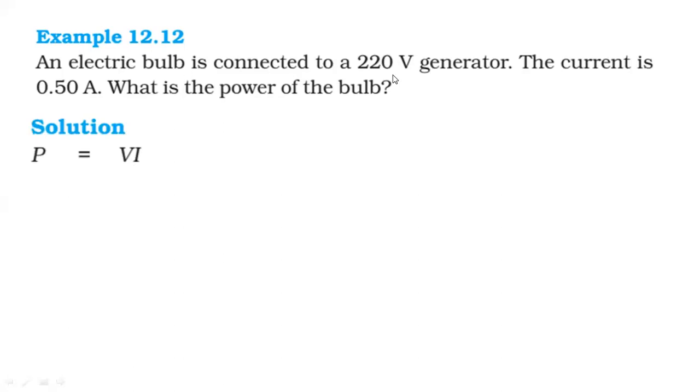Both values are given in the question. All you have to do is plug these values into this formula. That's it. That is the only requirement. So 220 volt into 0.50 ampere. After multiplication, what would be the answer? The answer is going to be 110 joule per second.